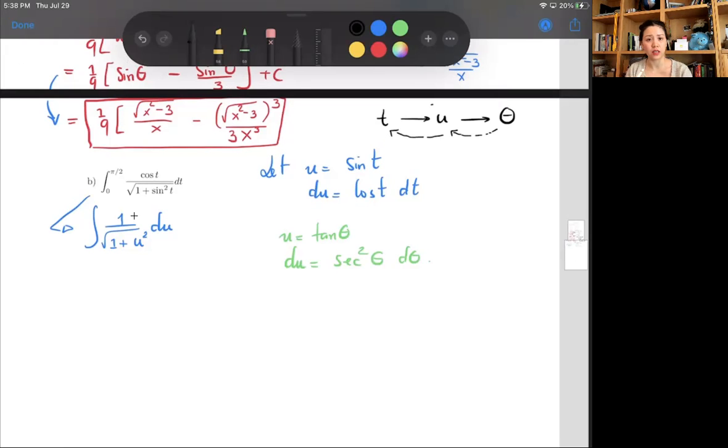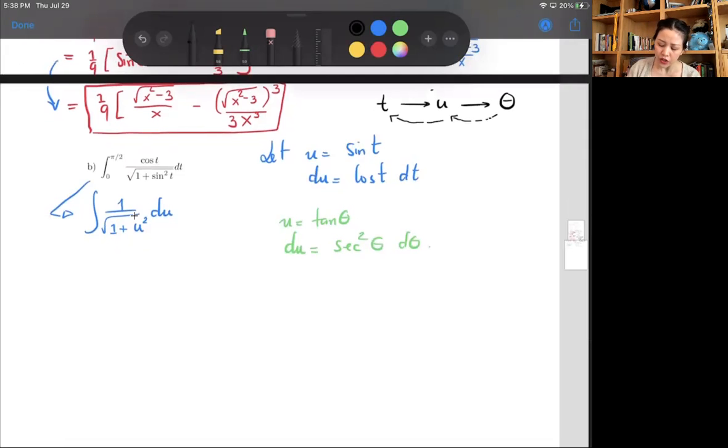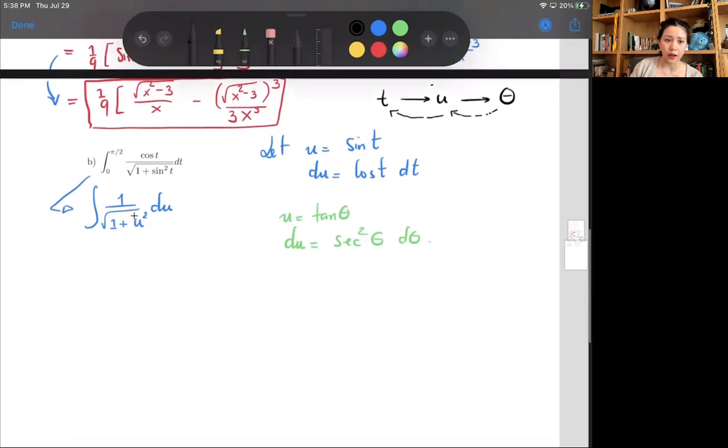So we're going to have some bookkeeping. So u equals tangent theta, du is secant squared theta d theta. And then we plug it into this expression here. This equals the integral of secant squared theta d theta on top, and the bottom is square root of 1 plus u squared, so 1 plus tangent squared theta.